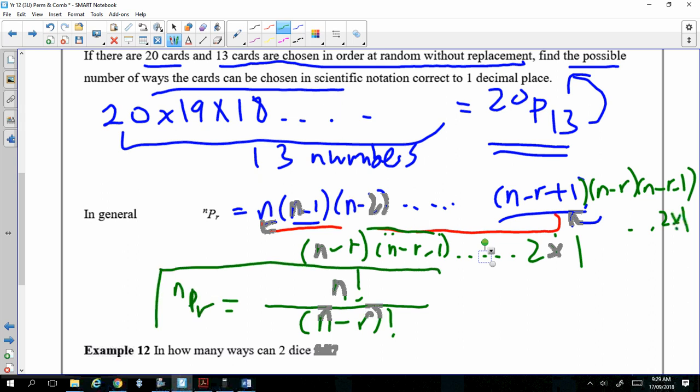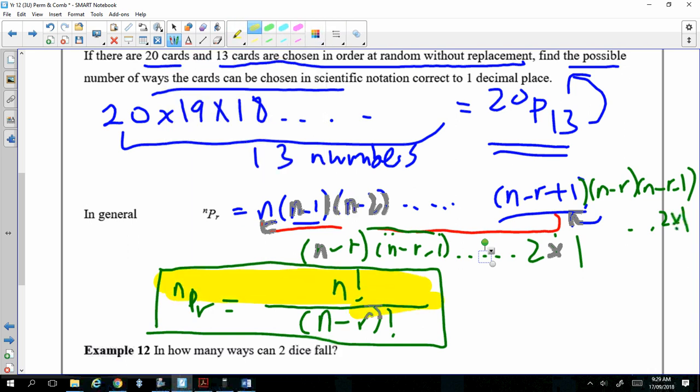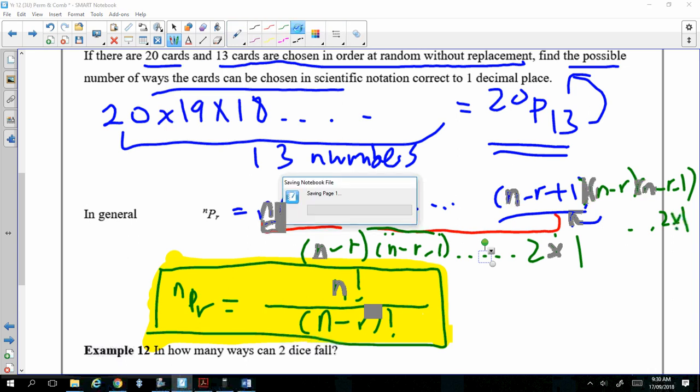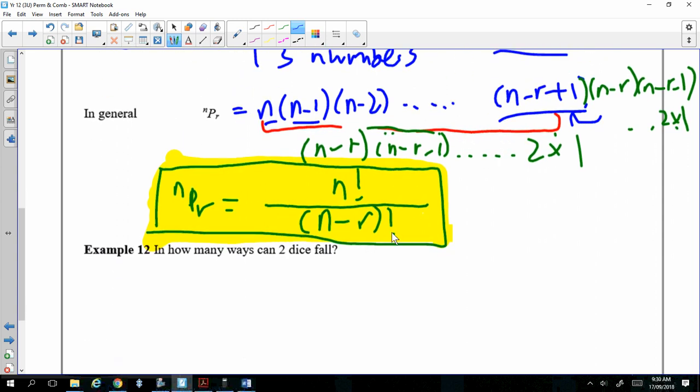We should highlight this. Where's the highlighter? Okay, green and yellow. So you should memorize it. It's not on the formula sheet. After we do this, let's do the next question. Let me ask another student. Let me ask L, example 12: how many ways can 2 dice fall?